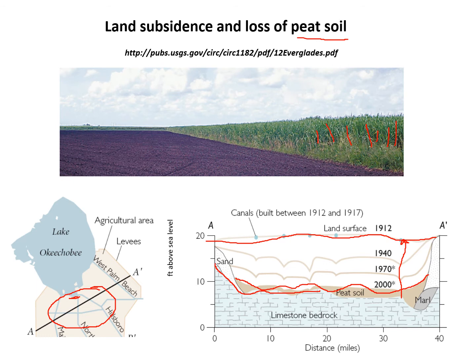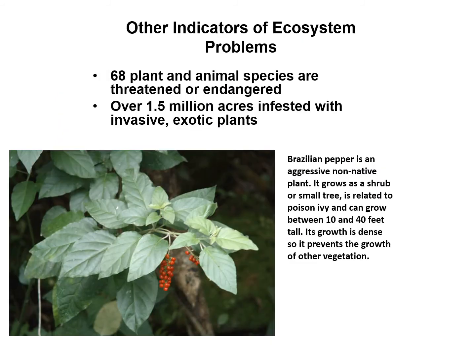And that's a lot of the agricultural areas here. You can see how dark that soil is just by looking at this picture here. Other problems that affect the ecosystem here are invasive species. There are over 68 plant and animal species that are threatened or endangered. Now, these are local species. 1.5 million acres are infested with exotic plants, and that's people from other countries, other states coming in and bringing these things by accident or sometimes on purpose.